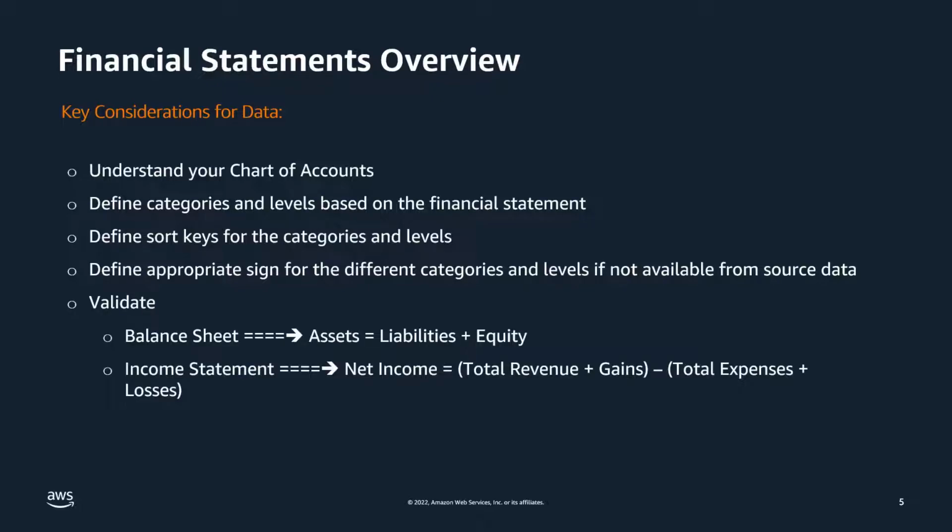You can also automate the validation process using financial formulas, right? In the financial world, we have formulas like for the balance sheet, assets are always equal to liabilities and equity, and for the income statement, your net income should roll up from the total revenue and gains subtracted by the expenses and the losses. So you can use these formulas to automate your validation process.